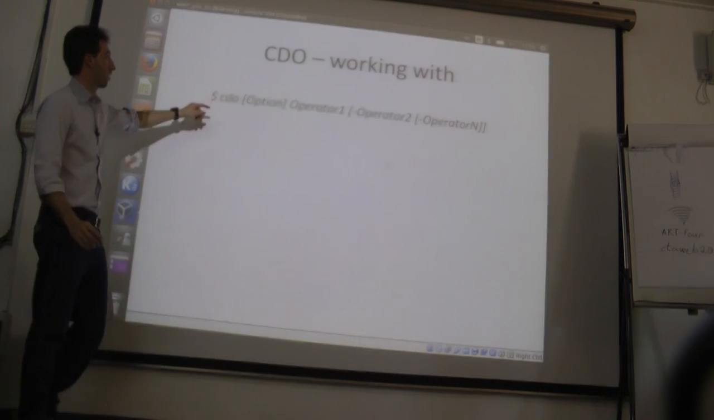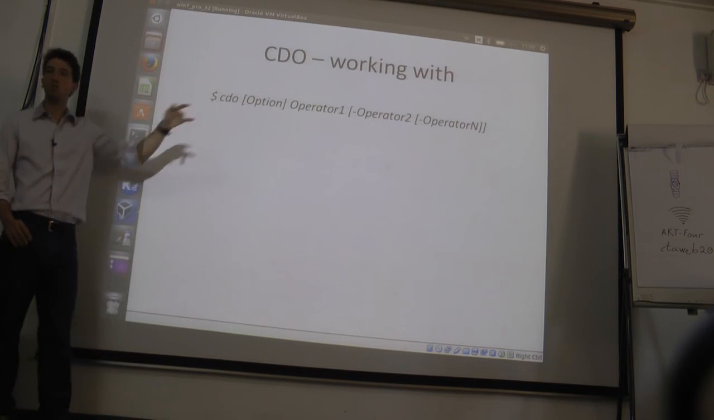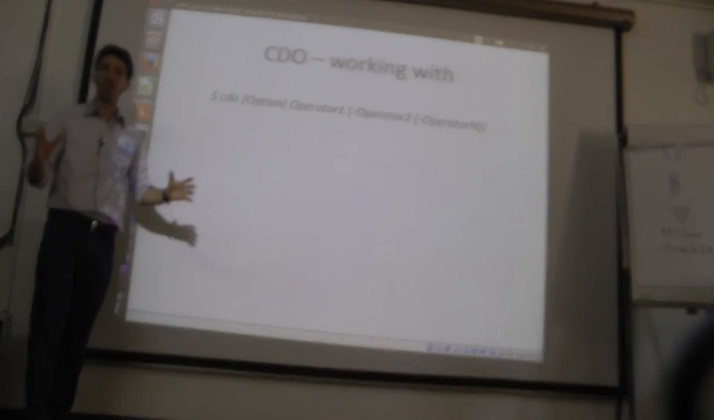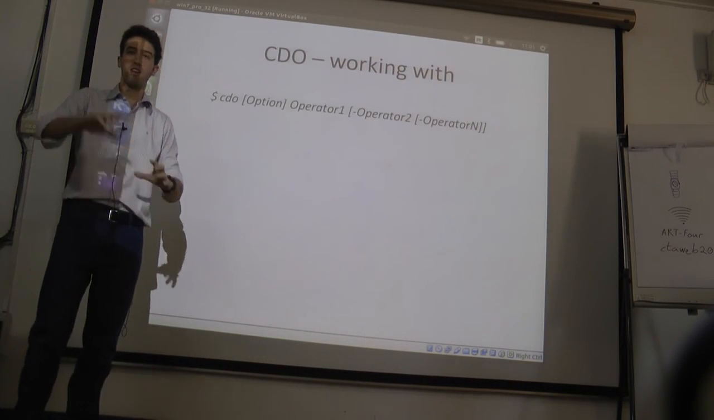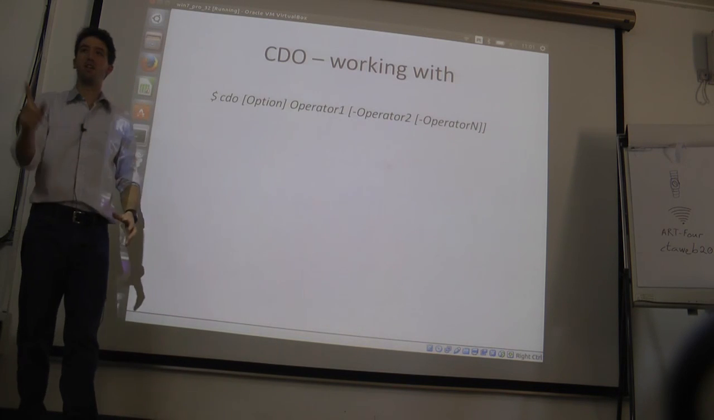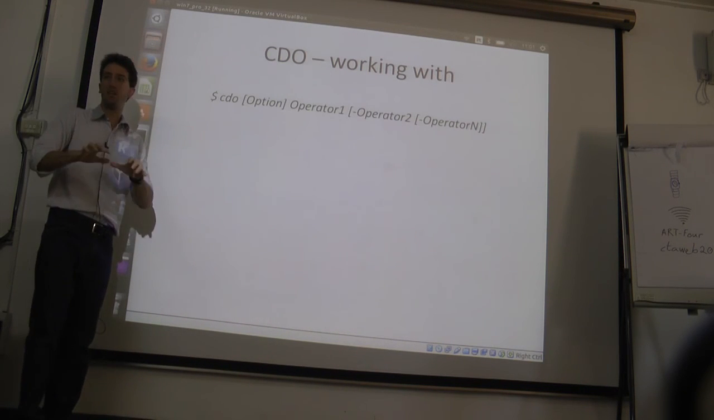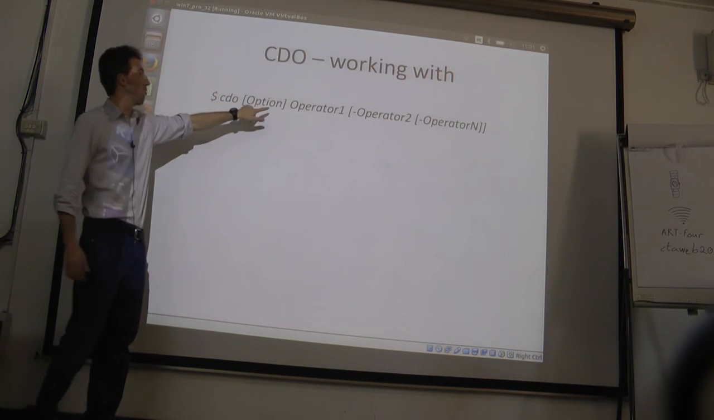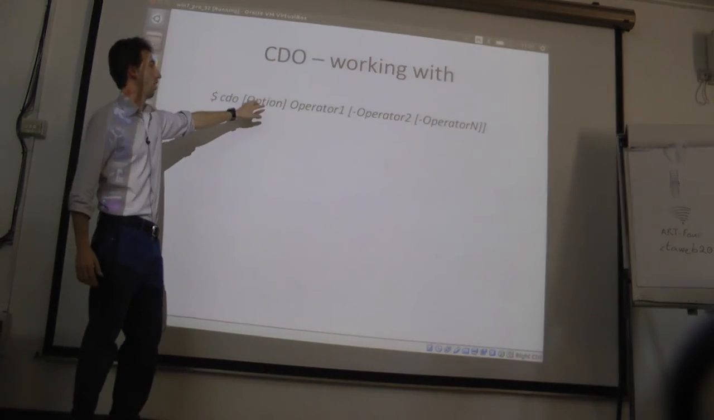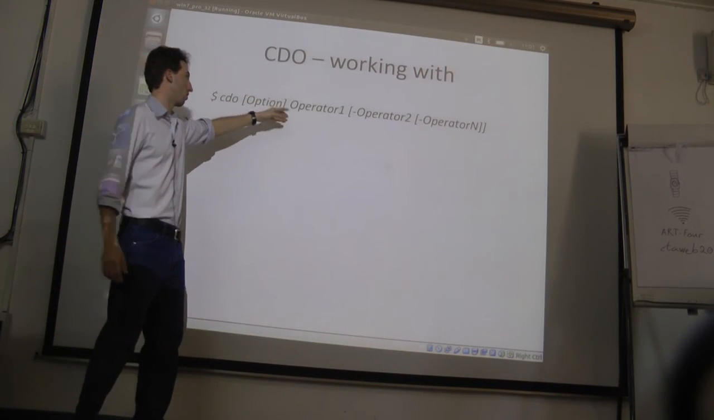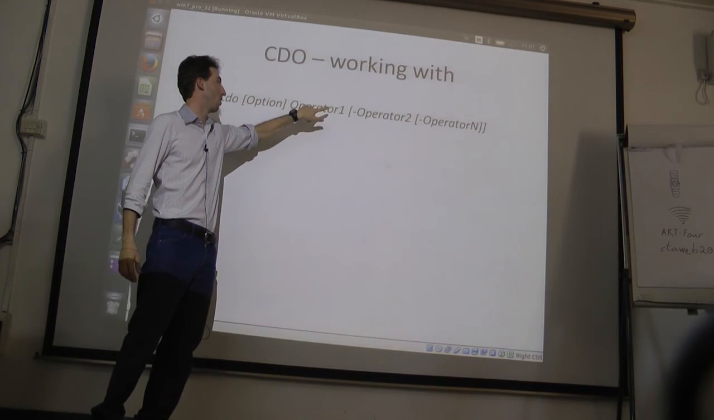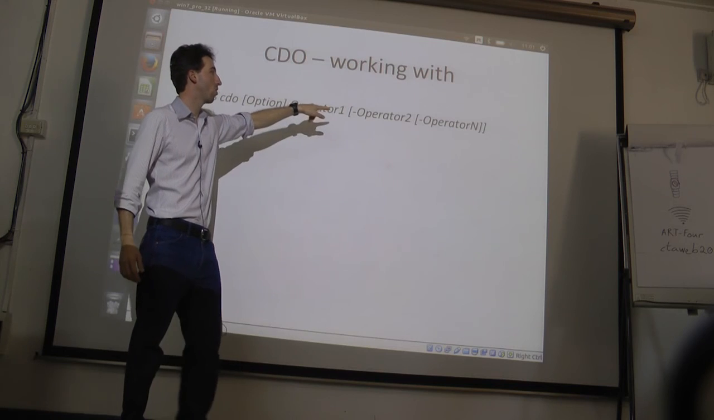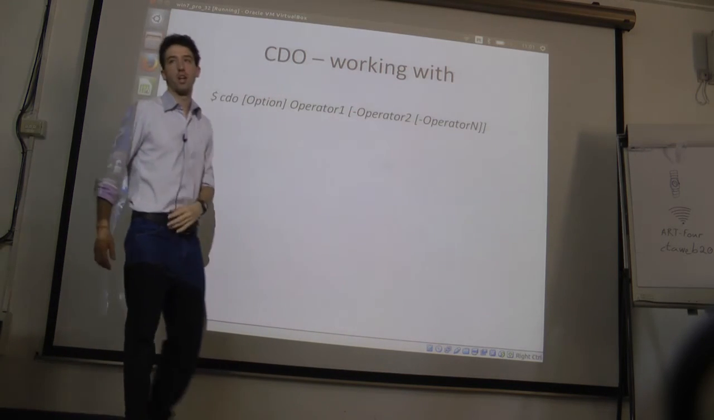So how does it work? It's a command line, so you don't use the mouse to click. You have to open the terminal, and then you type CDO, one option, I'll give you an example, then the type of operator and all the other operators.